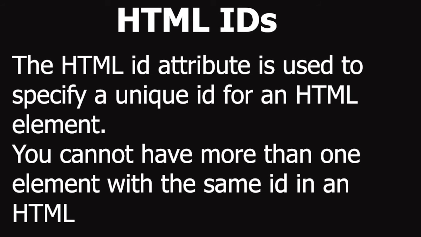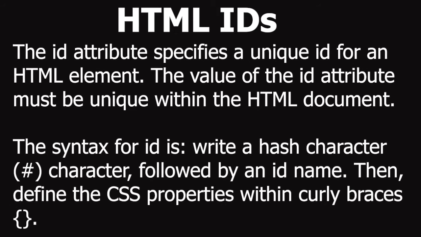HTML IDs. The HTML id attribute is used to specify a unique id for an HTML element. You cannot have more than one element with the same id in an HTML document. The id attribute specifies a unique id for an HTML element. The value of the id attribute must be unique within the HTML document.